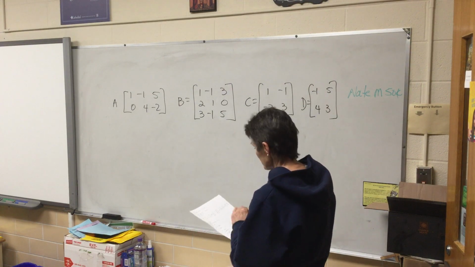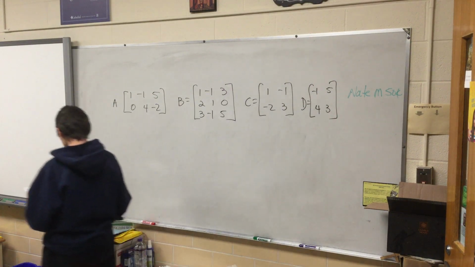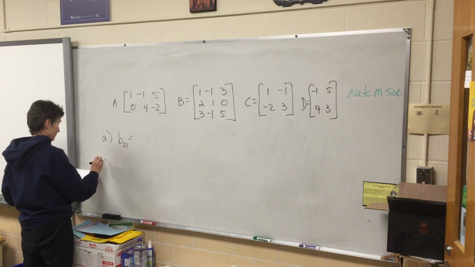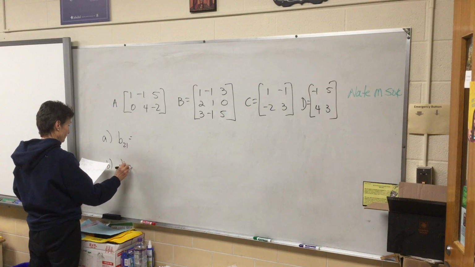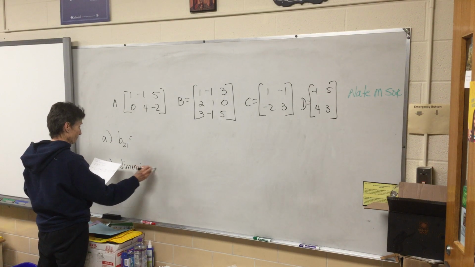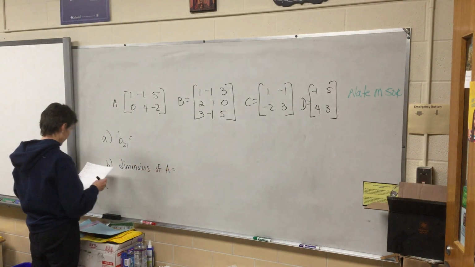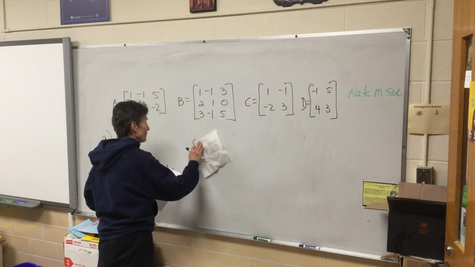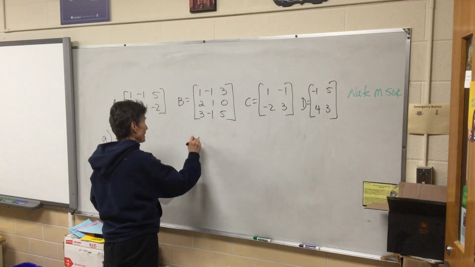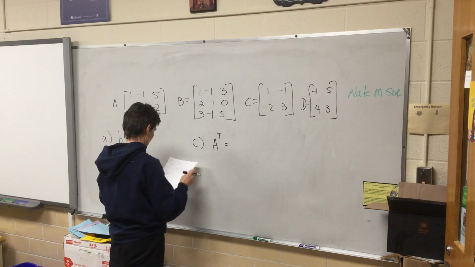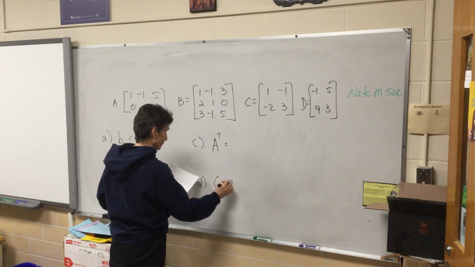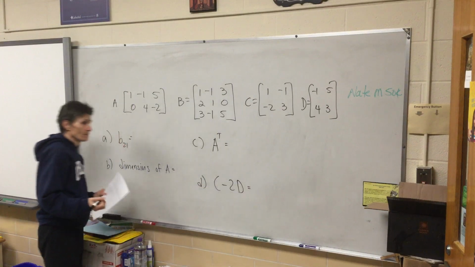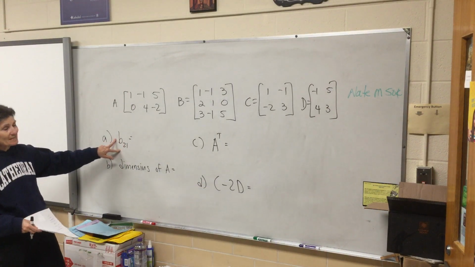All right, so this is just our list of given matrices, and now we're just going to answer some questions. These are just random questions. So there's the first 4 questions. All right, who remembers what this means?